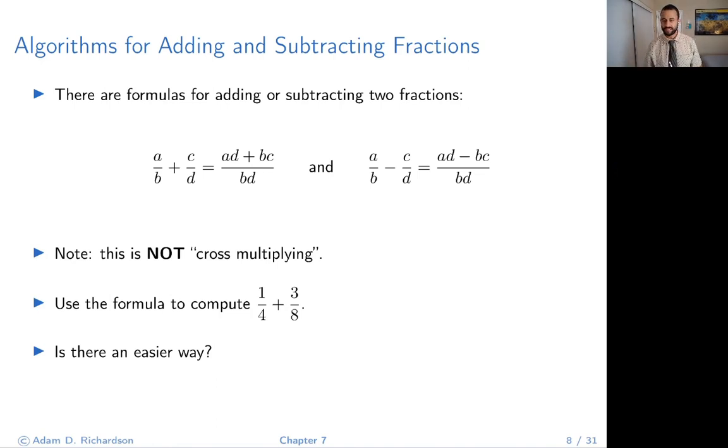Well, yes, there is actually an easier way. An easier way is to recognize what the quantities are that we're working with and not rely only on the numerals themselves. Look, this is 1/4. Let me change the color here. This is 1/4. 1/4 is the same as 2/8. So really what we're looking at is 2/8 plus 3/8, which is 5/8, and we're done.